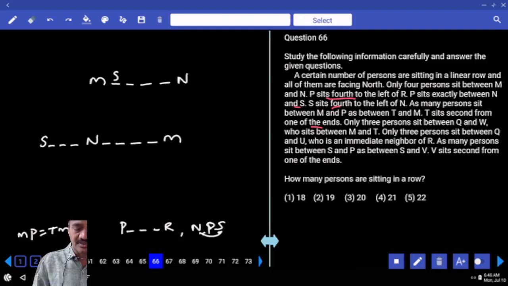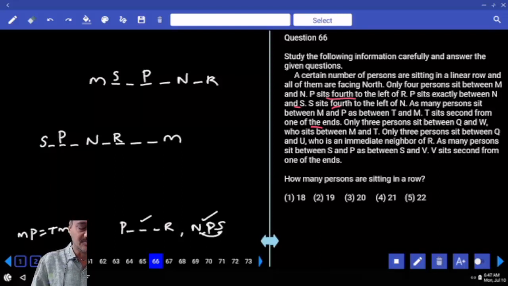Then here, P is exactly between N and S. As P is exactly between N and S, P must be here. And here again, P is exactly between N and S, so P must be here. So we are done with this information. And R is 4 to the right of P: 1, 2, 3, 4, R must be here.